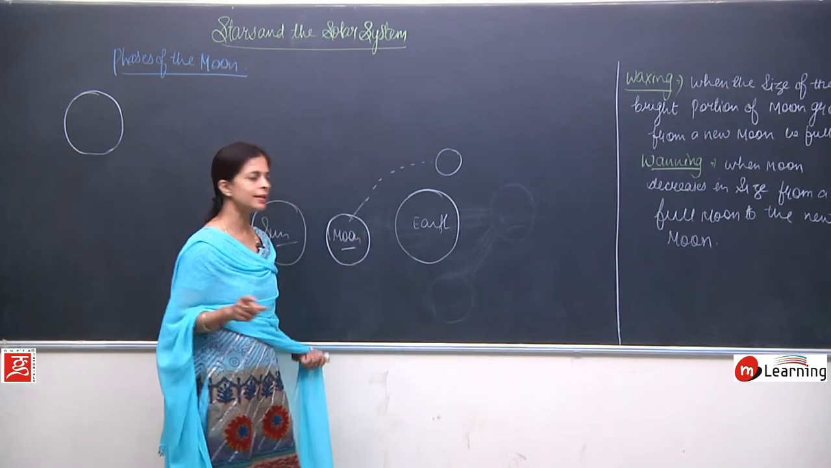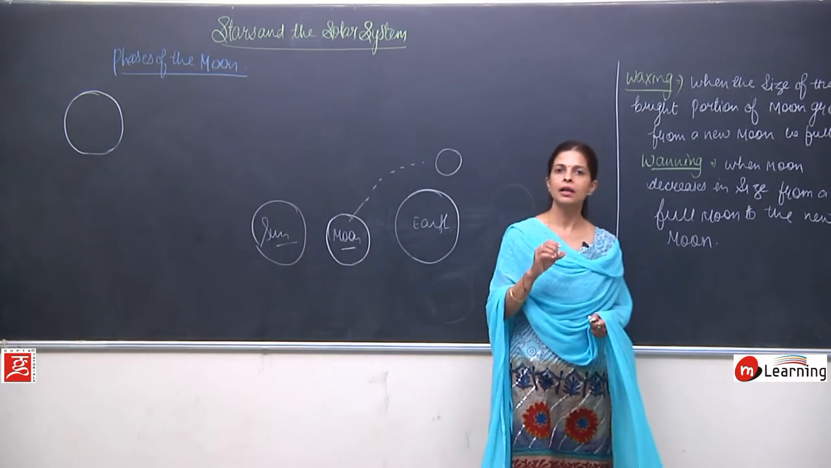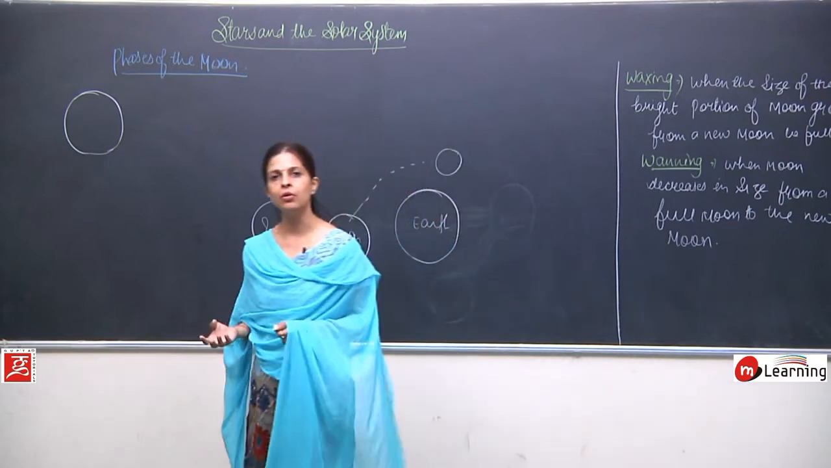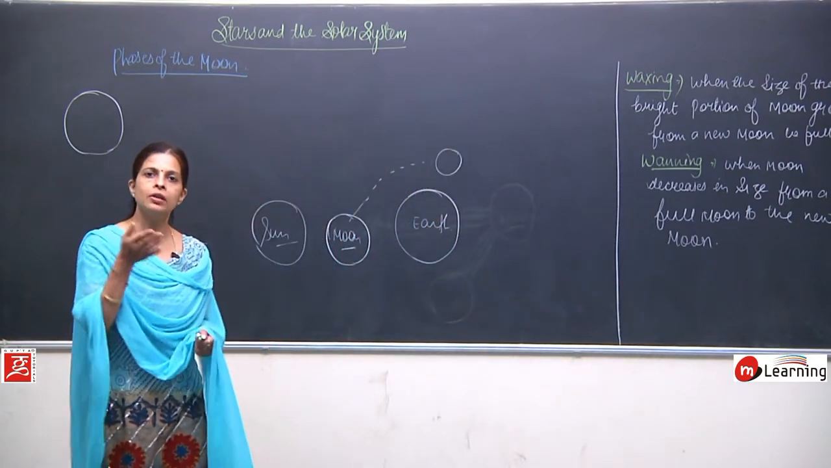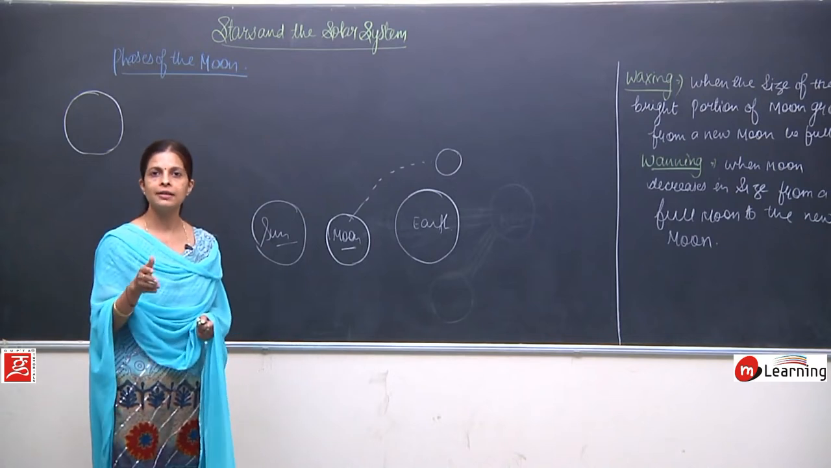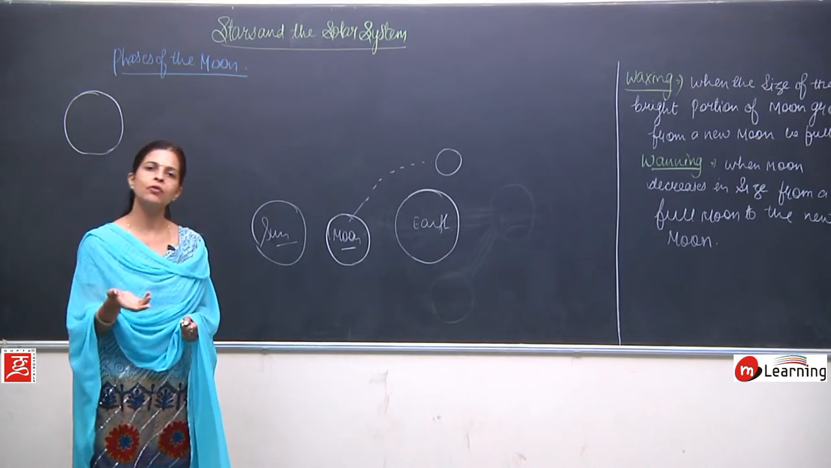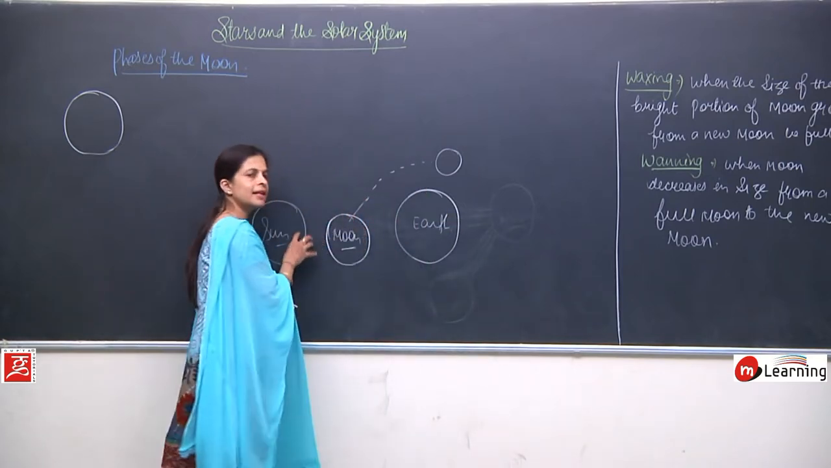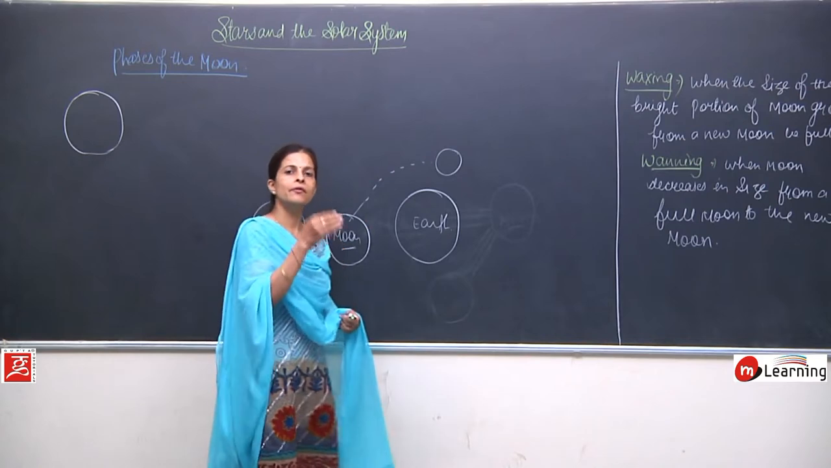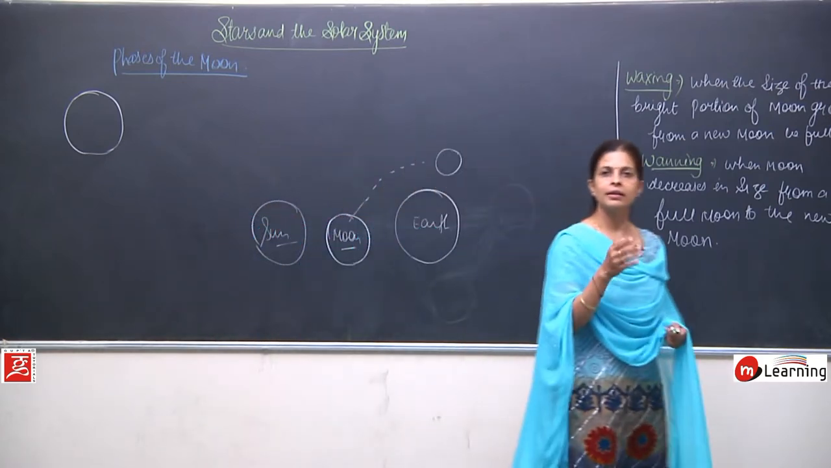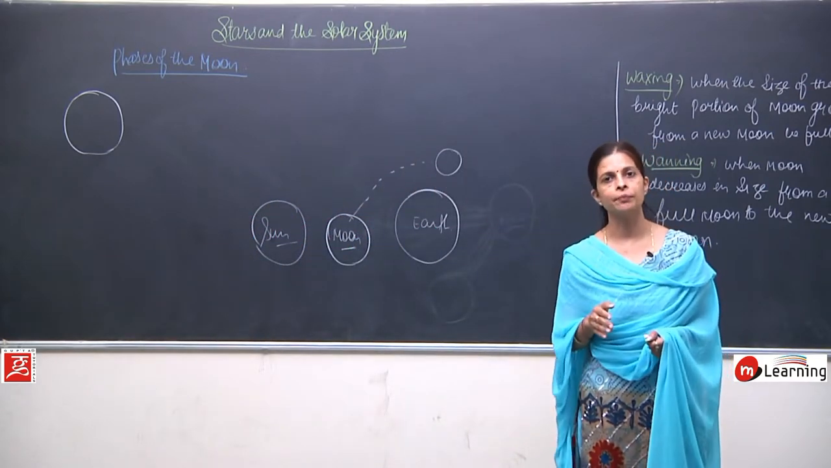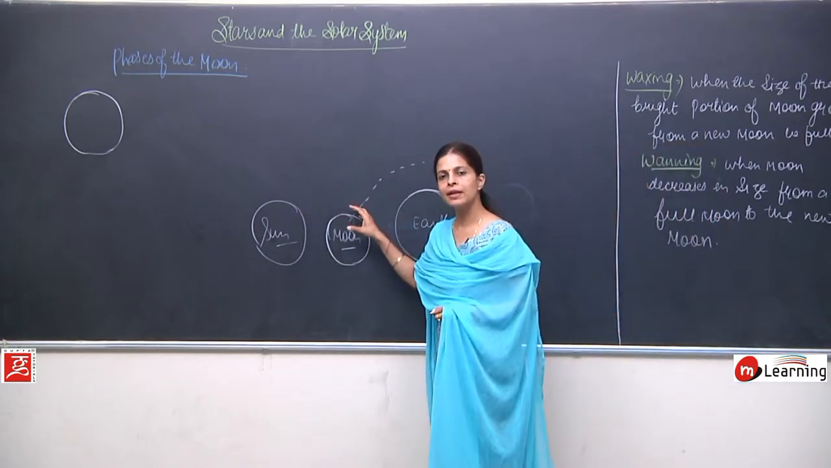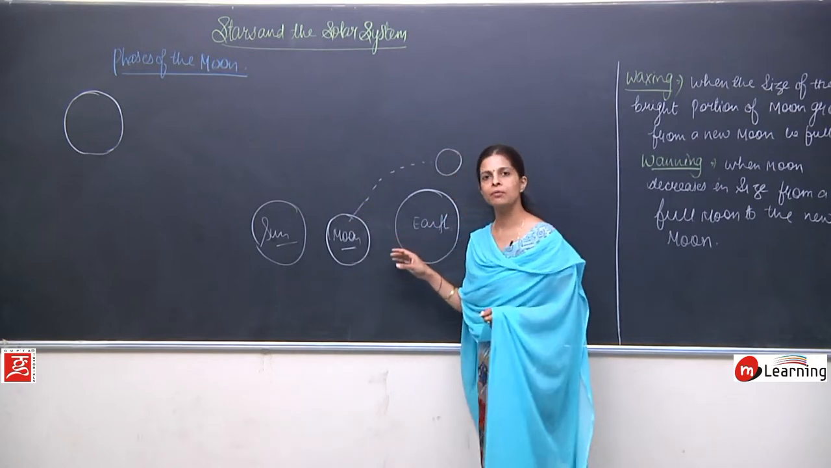Please try to understand. I'll repeat this. First of all, objects can be of two types, luminous and non-luminous. Luminous objects emit their own light and so we can see them. A non-luminous object cannot be seen unless it reflects light. Now when sunlight falls on the surface of the moon and the moon reflects the light, due to this reflection we are able to see the moon. So whenever the sun's light comes on the moon, the moon reflects the light, and due to this we are able to see it from the earth.